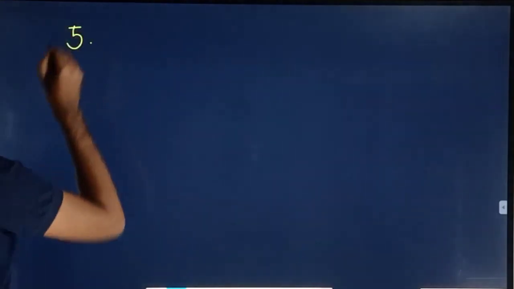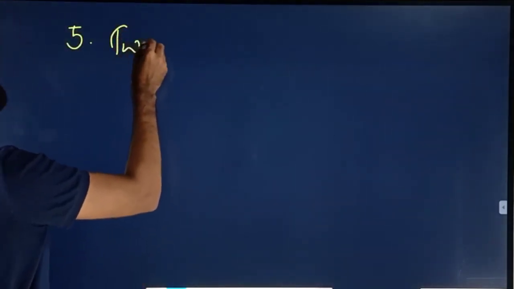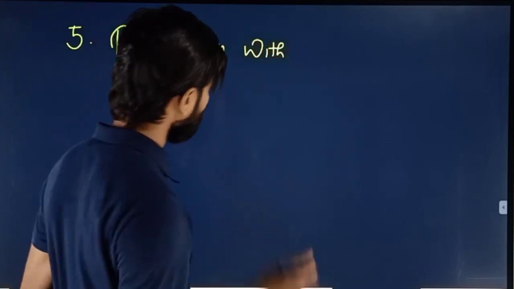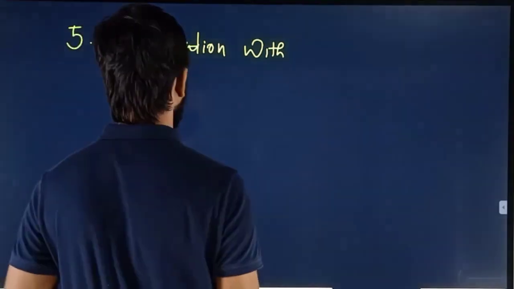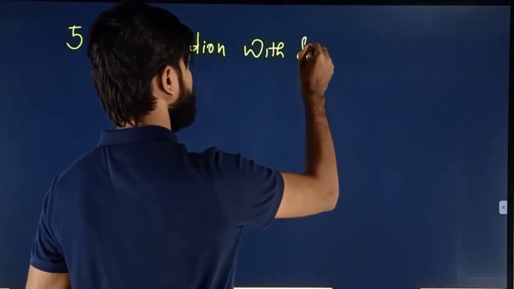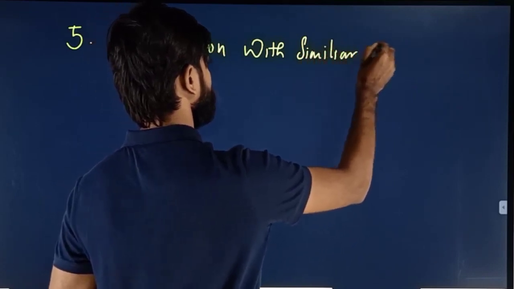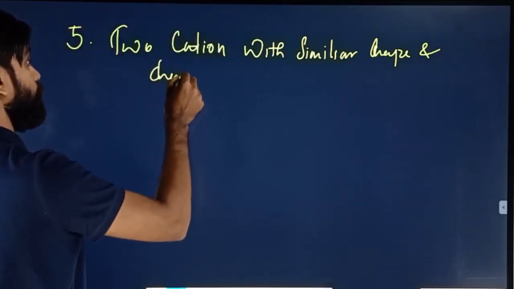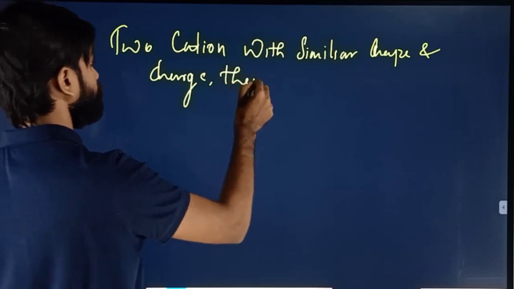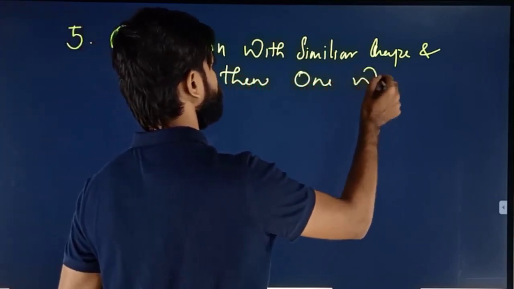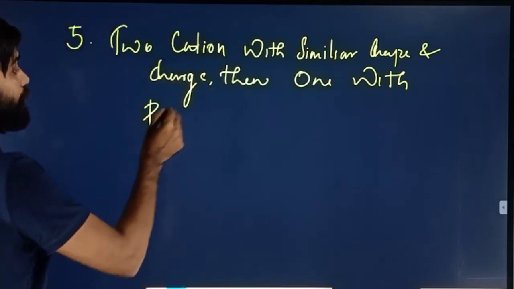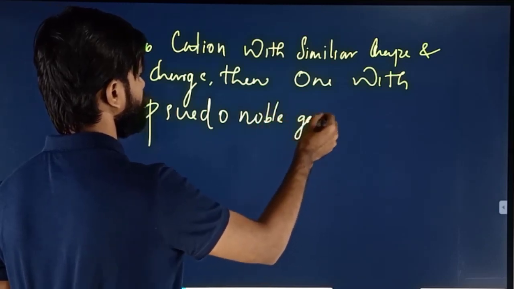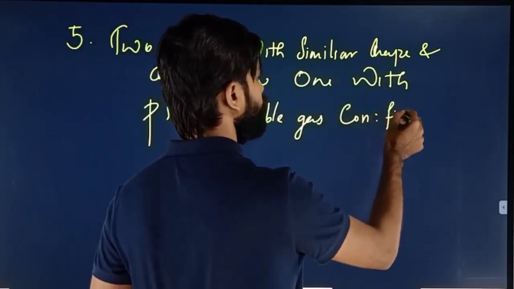And the last, fifth statement: two cations with similar shape and charge, then the one with pseudo noble gas configuration... What is actually the pseudo noble gas configuration?